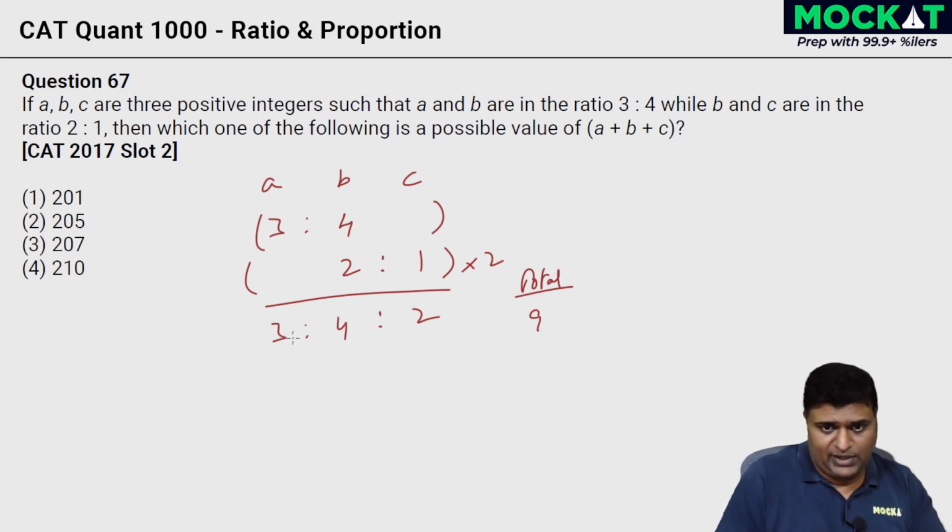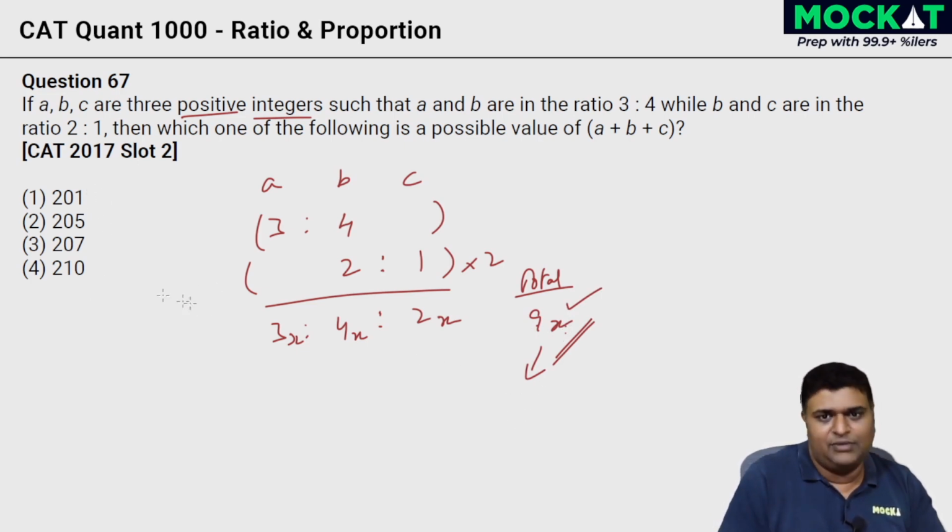In case you're wondering why, you can use a variable to better understand, but in the exam you don't need to do this. The actual values are 3x, 4x and 2x if the ratio is 3 is to 4 is to 2, which means the total parts is 9x, the sum of these. Total is 9x and I know they're all three positive integers. If all of them are positive integers, 9x is also a positive integer. So x has to be an integer over here, in such a way that the total becomes a 9 multiple. 9 times some integer, it's a 9 multiple.